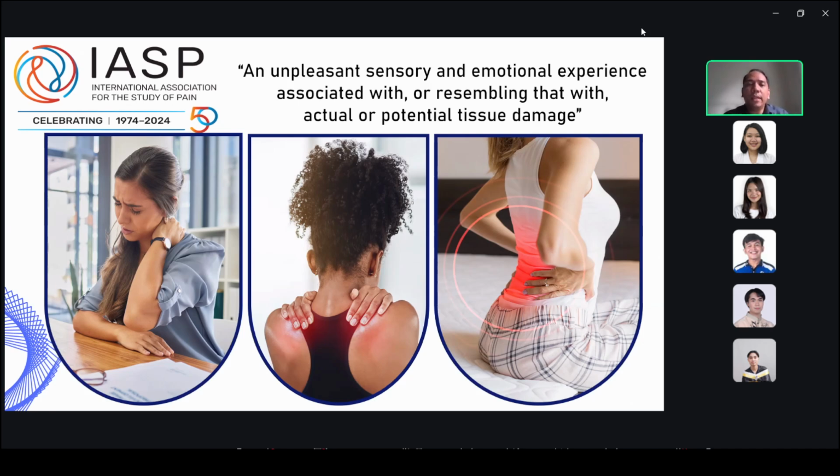So from the International Association for the Study of Pain, this is a group of medical doctors and researchers, and the goal nila is to study about pain, no? So yung objective nila is to have more understanding on the pain. This was established since 1974 and until present, around 50 years in 2024. When they define what is pain, it is an unpleasant sensory and emotional experience associated with or resembling that with actual or potential tissue damage.